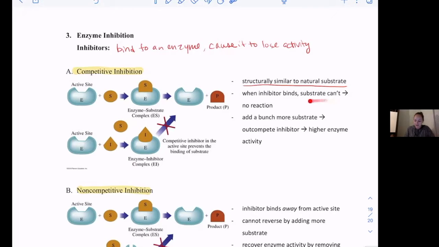Since the substrate cannot bind, there is no reaction happening, no product can occur. The way to fix this is you add a bunch more substrate. So now instead of one-to-one fighting, there's maybe 10 substrates to one inhibitor. So you can outcompete the inhibitor for that active site and you get higher enzyme activity through that.